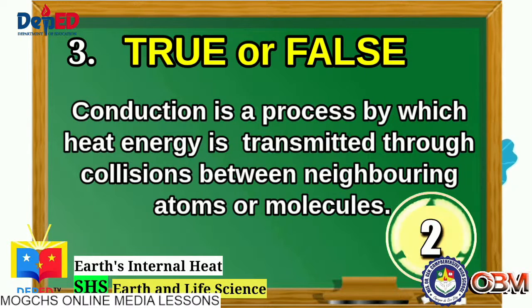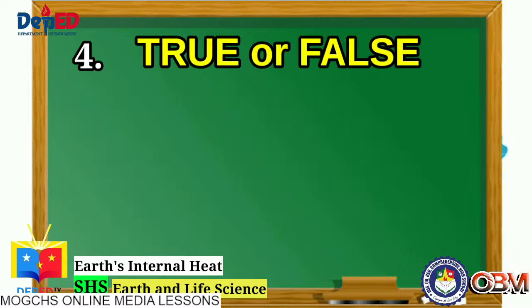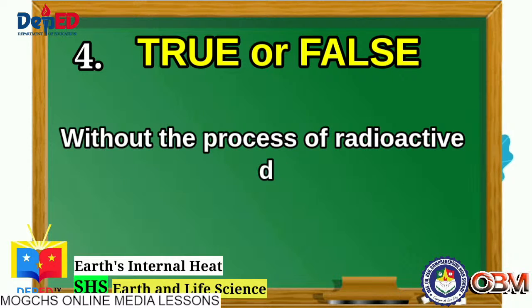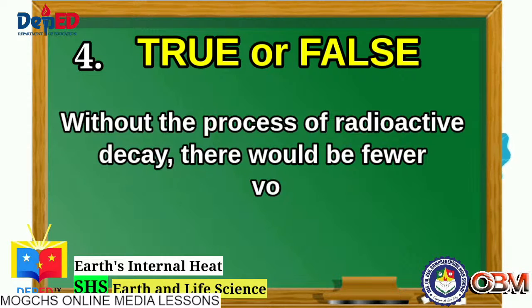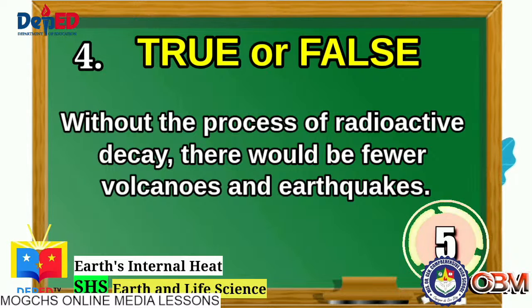Number 4. True or false? Without the process of radioactive decay, there would be fewer volcanoes and earthquakes. Again, true or false? Without the process of radioactive decay, there would be fewer volcanoes and earthquakes.